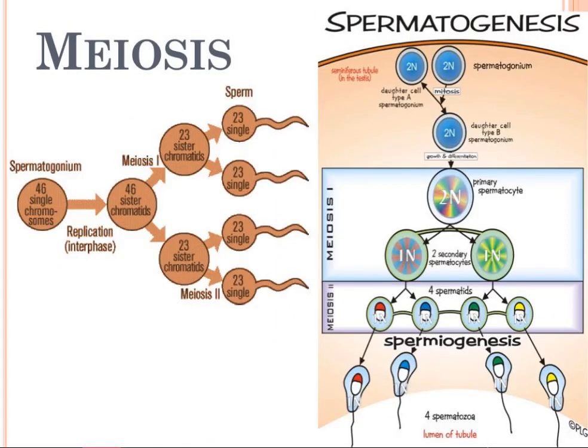Meiosis in males is called spermatogenesis, which is much easier to remember. Sperm is produced by spermatogenesis. So same thing, except this one, they all have 23 chromosomes. So 1 of these can produce 4 usable gametes. All 4 can be used. So spermatogenesis is much more efficient for a male versus a female.